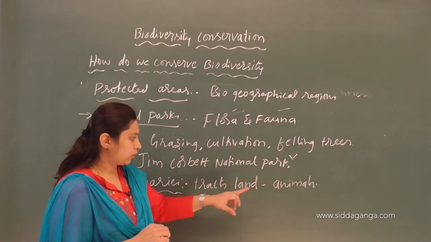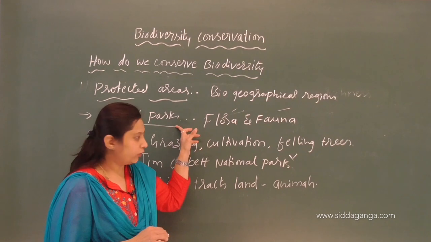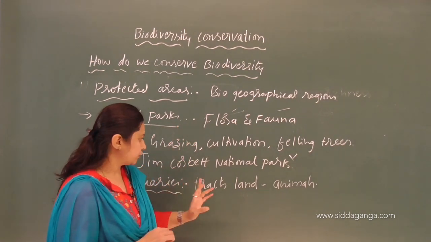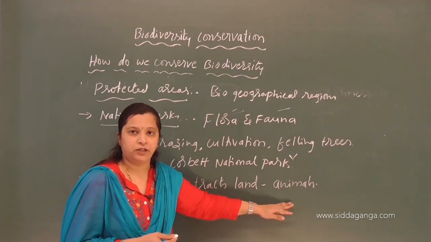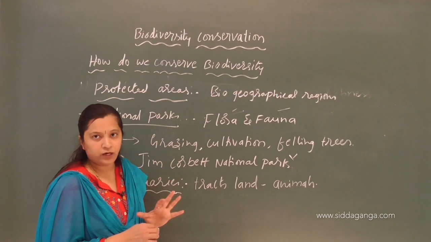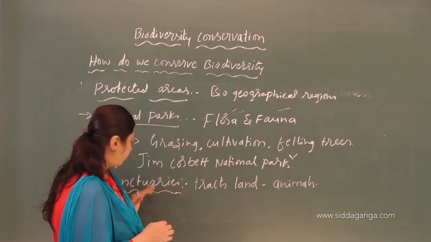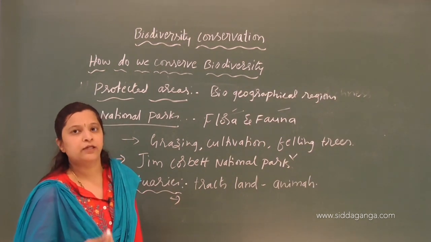But in national parks, both flora and fauna are protected. In wildlife sanctuaries, only the animals are given protection from all types of exploitation. In national parks, human activities are not allowed, right? But in sanctuaries, human activities are allowed to a certain extent.